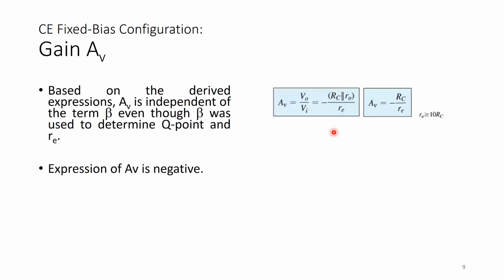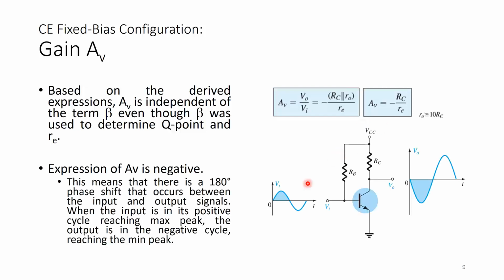In the expression of AV, we can also see that there is a negative value here. We know that earlier when we found V out, it had to be negative because, using Ohm's law, the current was entering V out through its negative terminal. But what does it mean to have AV negative? It means that there is a 180 degrees phase shift between the input and output signals. When the input is in its positive cycle reaching maximum peak, the output is in the negative cycle reaching the minimum peak. And you can actually simulate this.